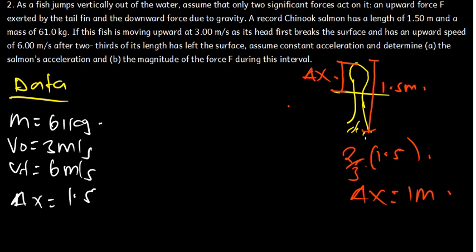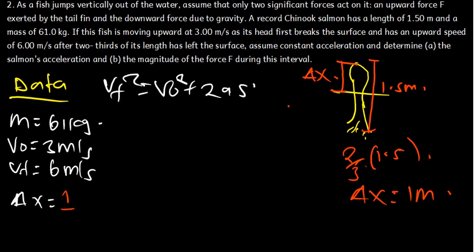So we have the data now. The change in x now is 1. This is the data which we have. So according to this data, the formula which can help us to find the acceleration, since we don't have time, can only be this. So we want to find the acceleration. The final velocity is 6. So we put 6 squared has to be equal to the initial, 3 squared, plus 2.